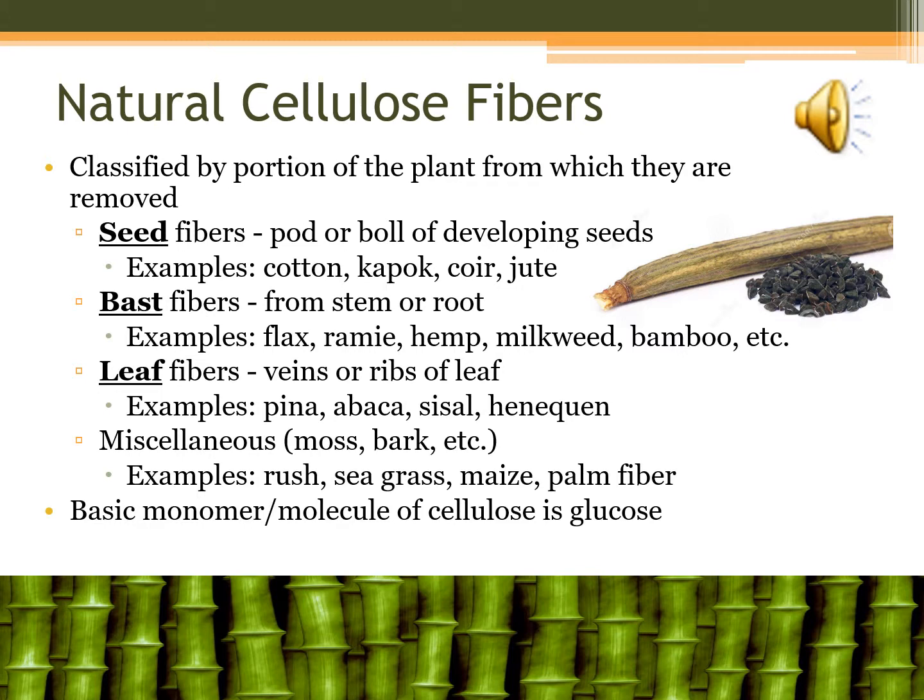There are a couple of other miscellaneous options like moss and bark, those being areas of the plants from which fibers are derived. That includes seagrass, palm fibers, and rush. Just as an aside, we're not going to get too deep into the chemical compositions related to this topic, but note that the basic monomer or molecule of cellulose is glucose, which, if you remember from your chemistry classes, is sugar.